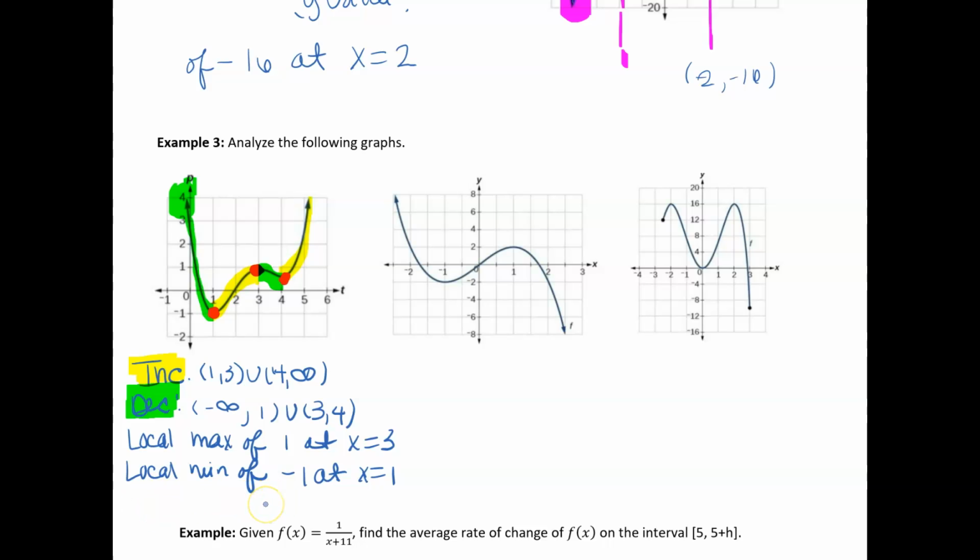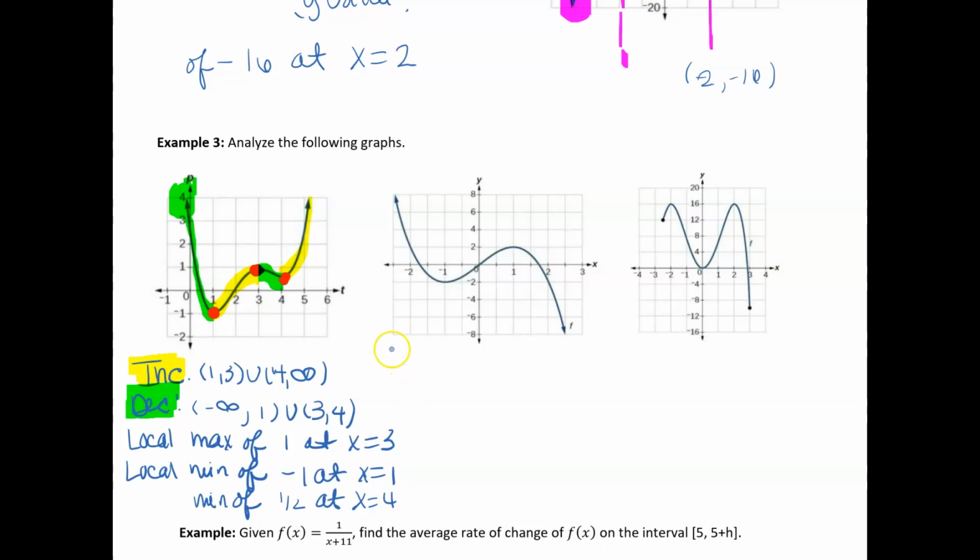And then we also have another local minimum of, let's see that second one, it's about a half at x equals 4. And so just note that wording there, a half or 3/4 in there. Now look at the next one.